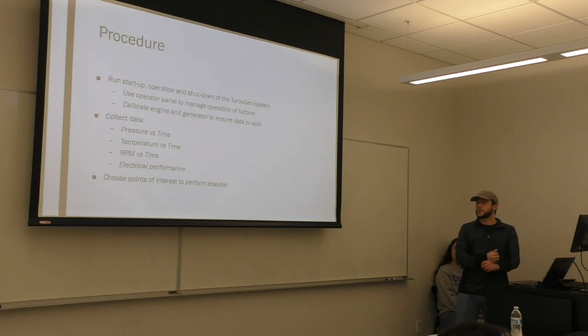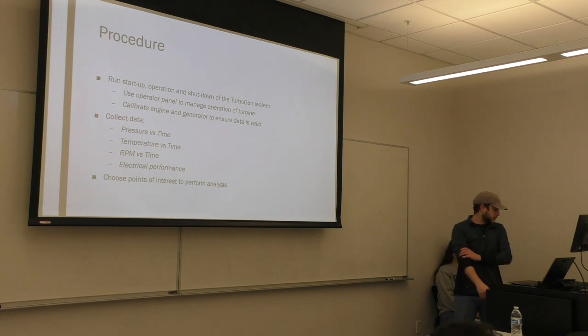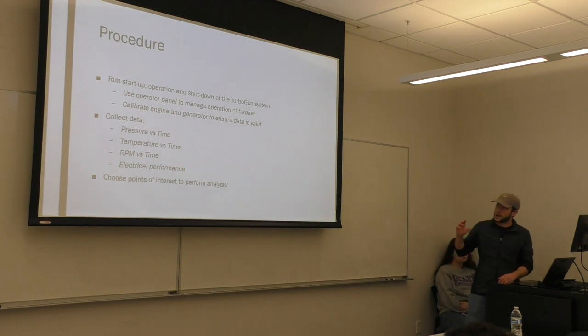For the procedure, you have to run startup, operation, and shutdown of the turbogen system. Use the operator panel that I showed y'all earlier. Calibrate the engine and generator to make sure the data is valid. Basically that just means make sure it gets to steady state, make sure your data is good before you log it. And then collect pressure versus time, temperature versus time, RPM versus time, and electrical performance data.